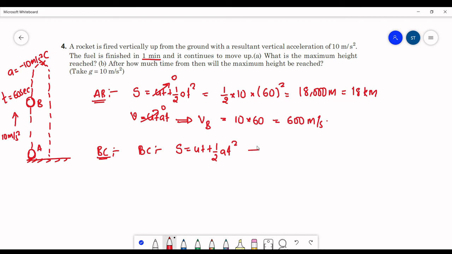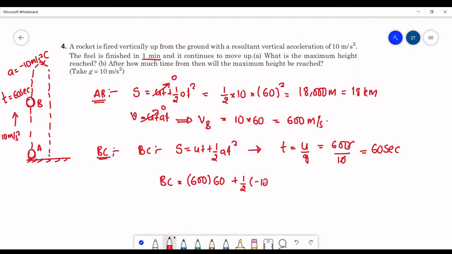First, to find the time, this is just like a freely projected body, so you can take it as u by g. Initial velocity is 600 and g is 10, so this will be 60 seconds. Substitute this value here. So BC will be equal to initial velocity 600 into time 60 seconds plus half into acceleration, which is minus 10, into t square, 60 square. This will again turn out to be 18,000 meters, or we can say 18 kilometers.